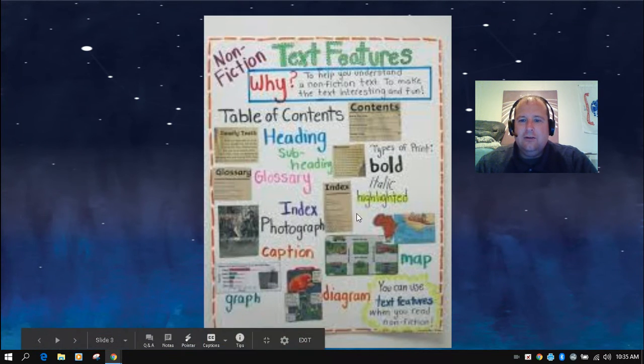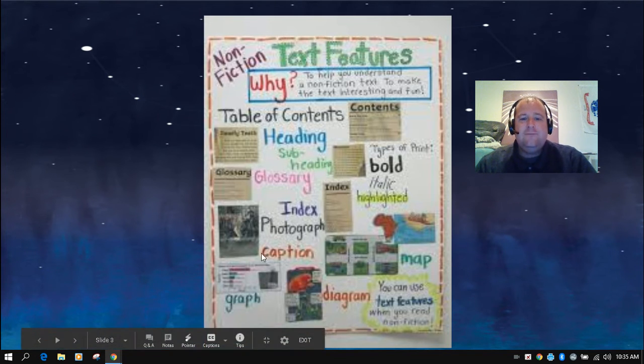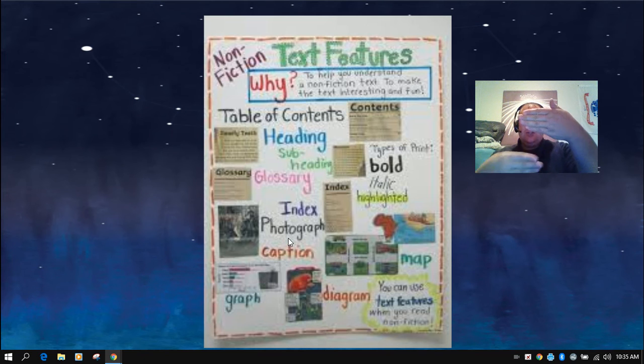Look right here. How many of you knew that a map was a text feature? Yeah, we can get information from a map, or especially if it's in a nonfiction piece, it might give us a location or give us an idea of where something is located. Nice job. A photograph, a caption. A caption is like the words underneath the picture. So you have a picture and then the words are right here.